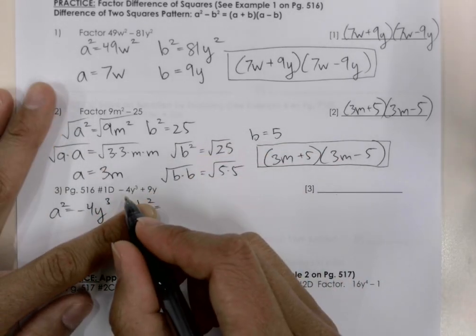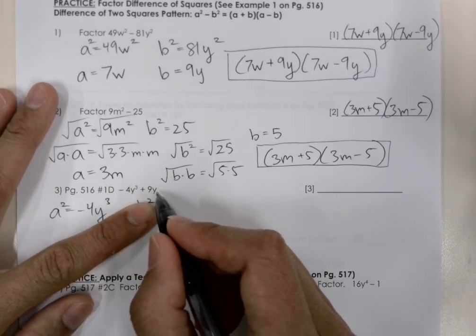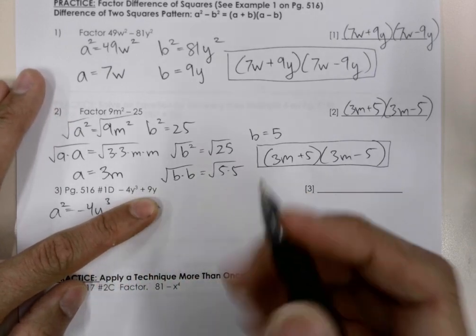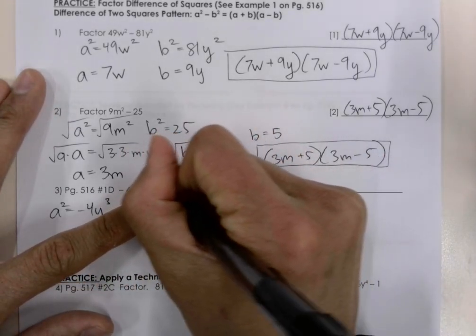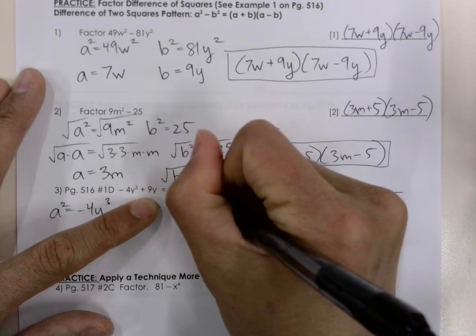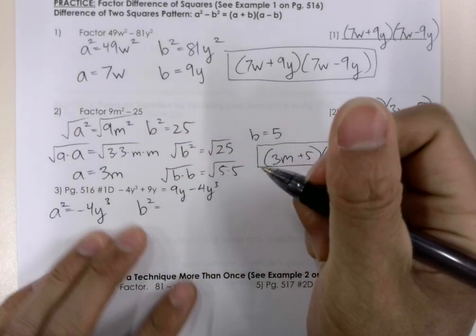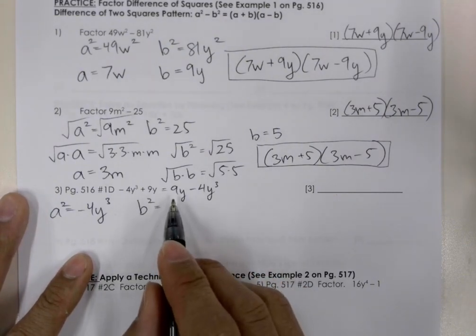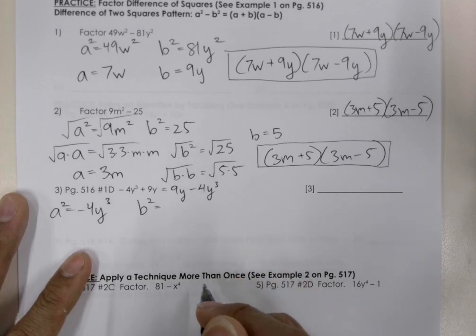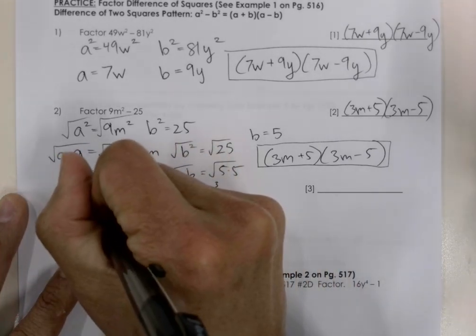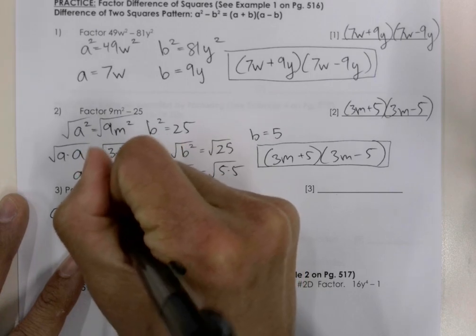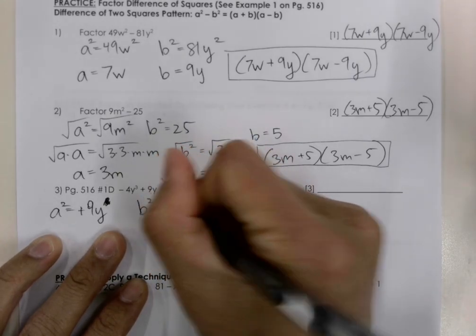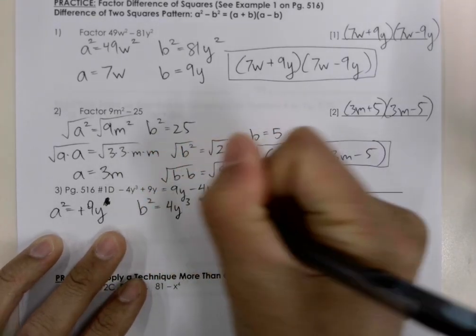Right. So since we have negative 4y to the 3 plus 9y, we can rewrite this as 9y minus 4 times y to the 3. So we'll say 9y minus 4 times y to the 3. So in this case, our a is 9y, and our b is negative 4y to the 3. Right. So I'm going to go ahead and change this to positive 9y, like so. And my b squared is going to be 4y to the 3.